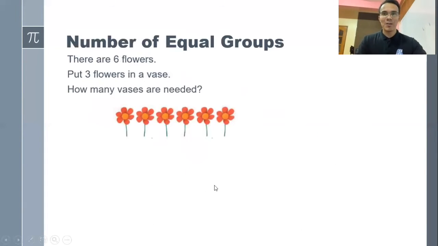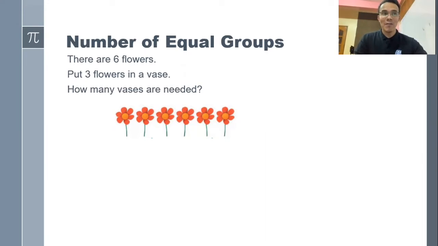Next example, there are 6 flowers. Put 3 flowers in a vase. How many vases are needed? How many flowers are there? There are 6 flowers. How many vases are needed? We don't know yet, right? What we know is there should be 3 flowers in one vase.